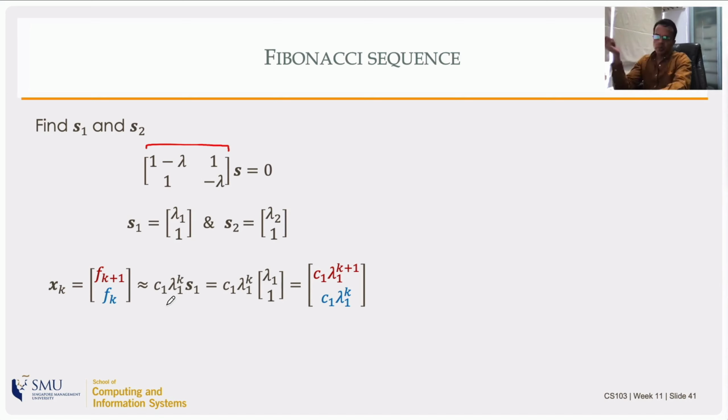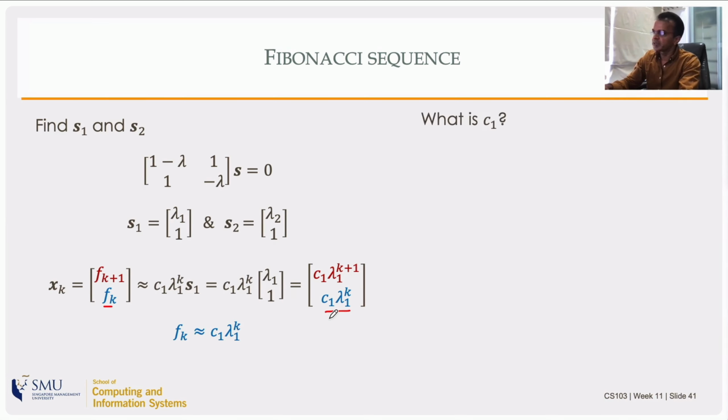We know that the approximation for xk is whatever linear combination we have for x0, and we ignore the second term there, s2 is ignored because that is going to be multiplied by lambda 2 to the power k, and so we need to worry only about s1. And if I do all the multiplication out and expand it, I'll get f(k+1) is equal to c1 lambda 1 to the power k plus 1. Fk is equal to c1 lambda 1 to the power k. And obviously f(k+1) divided by fk is of course lambda 1, which is the golden ratio. But as you can see, fk is just c1 lambda 1 to the power k. So we need to find c1 also. And then we have an approximation for fk, c1 lambda 1 to the power k.